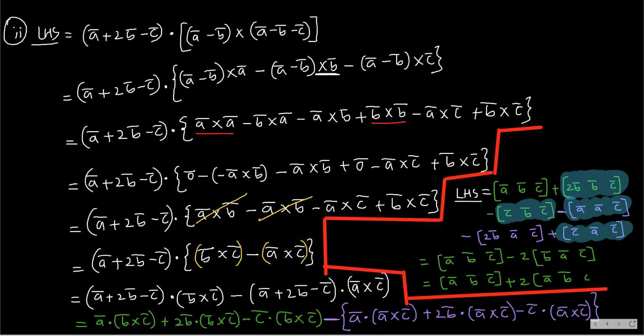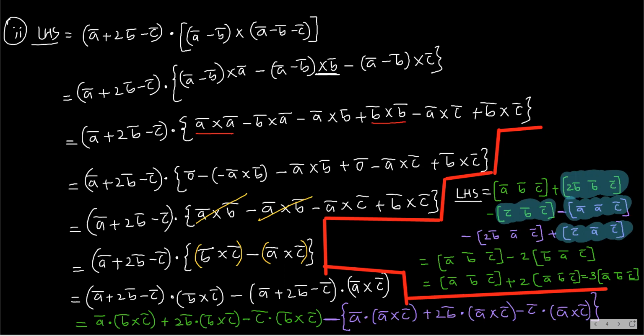I hope you followed it. See this, when I interchange, it will become A bar, B bar, and C bar, right? Which is equal to A bar, B bar, C bar plus 2 times A bar, B bar, C bar. That will become 3 times A bar, B bar, and C bar. This is my left hand side, which I got. And what is the RHS? Let me now work on RHS.